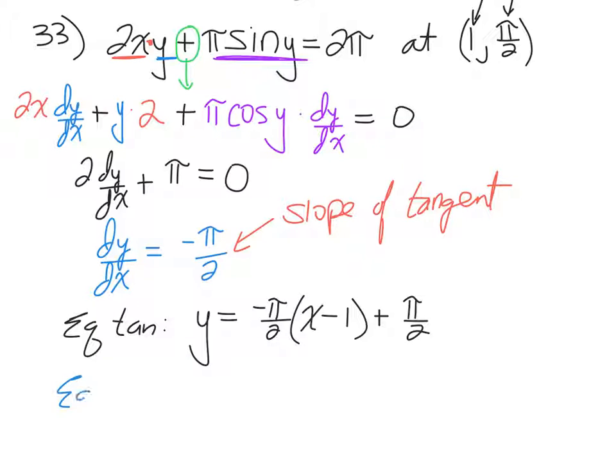And then we also need the equation of the normal line, which is the same idea as a tangent line, except we do what to the slope? Negative reciprocal. So it becomes 2 over pi. Everything else remains the same.